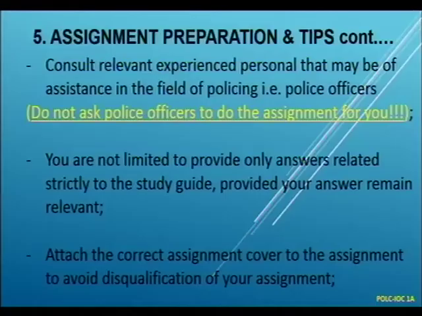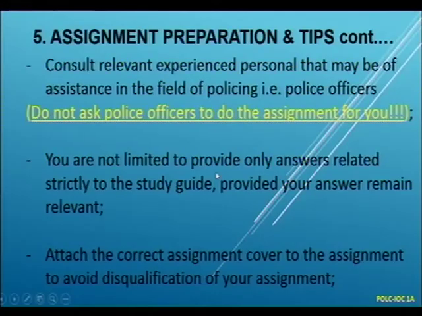You are not limited to provide answers related strictly to the study guide, but then your answer should be relevant, which actually means that you can give an answer that suits you, but then that answer should be relevant to the point that has been requested or that was asked, or the assignment question.